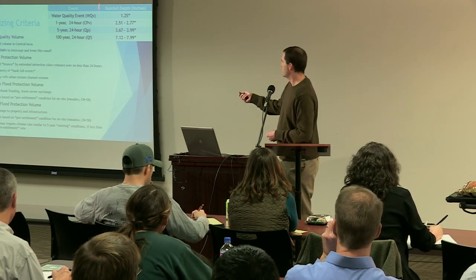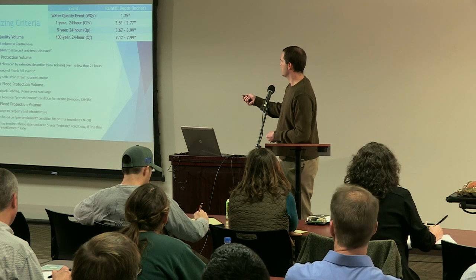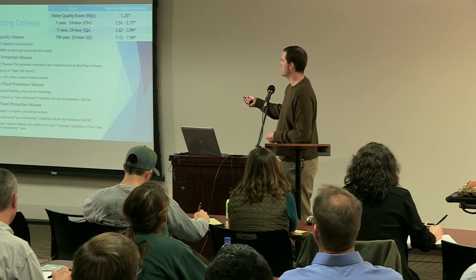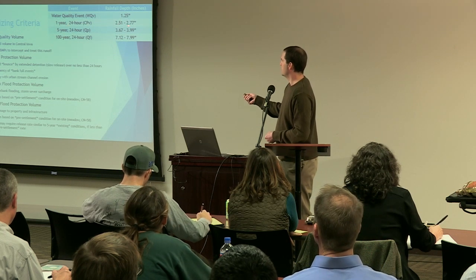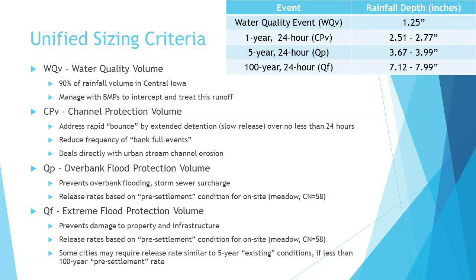But you can see the ranges of those rainfall rates across the state. For a 1-year event, you're talking about 2.5 to 2.75 inches of rain. If we get up to that 100-year event, now we're talking upwards of 7 to 8 inches of rain. So that's changed a little bit. Those, especially the 100-year values, used to be just under 7 inches in most of the state before, and now they're up over 7 inches. So just be aware of that.